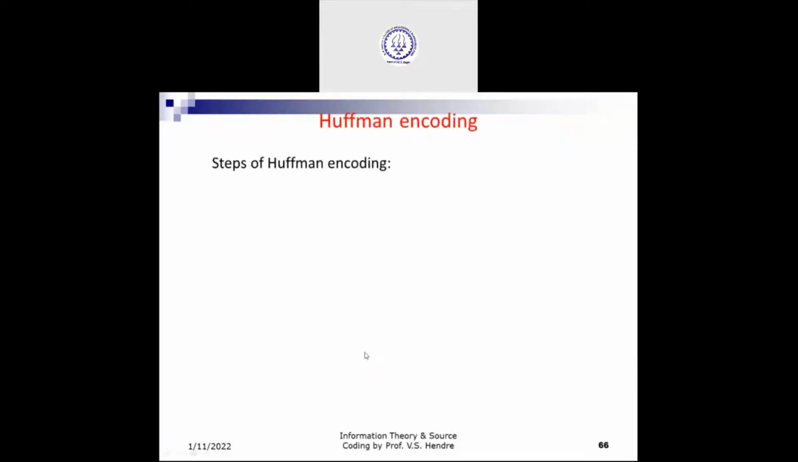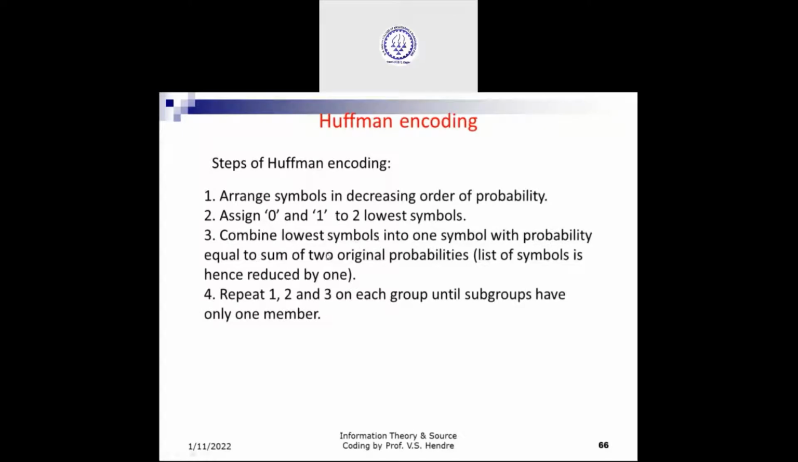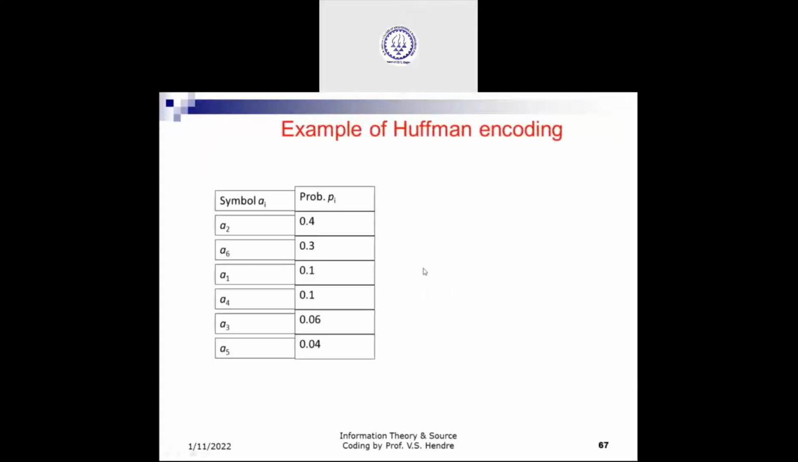Now, step number 3. Combine lowest symbols into one symbol with probability equal to the sum of the two original probabilities. It means whatever I have combined together and assigned 0 and 1, now I have to sum them together. What is the sum of 0.06 and 0.04? This is going to be 0.1, and this sum should get carried forward into the next column. So now I'm preparing the next column. This sum I have to carry forward into the next column.